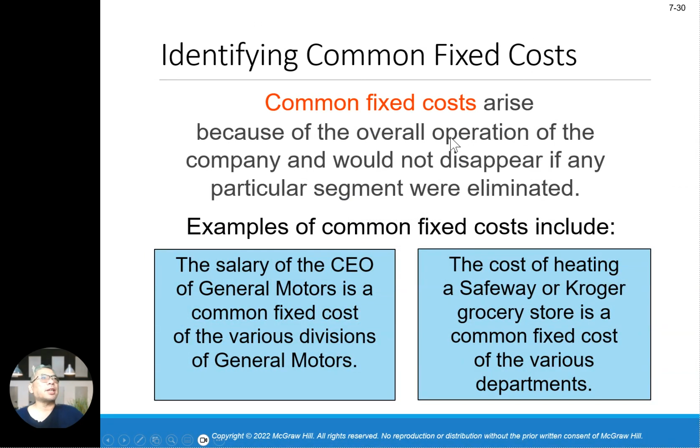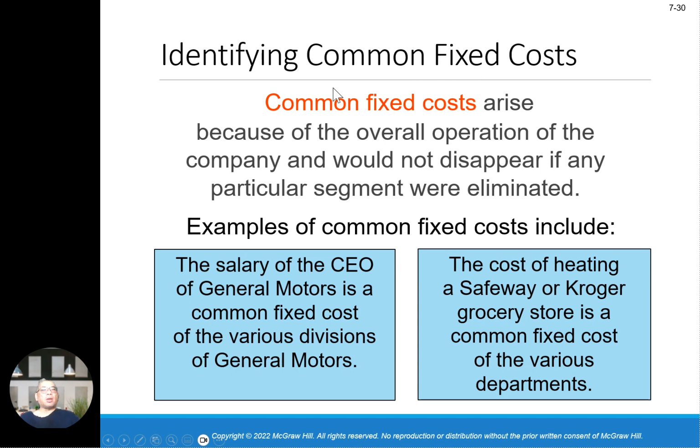The common fixed costs arise. Examples of fixed costs include the salary of the CEO of General Motors, which is a common fixed cost of the various divisions of GM, and the cost of heating a Safeway or Kroger grocery store, which is a common fixed cost of the various departments. Why is it a common fixed cost? Because the overall operation of the company would not disappear if any segment were eliminated. That is the definition of common fixed cost.